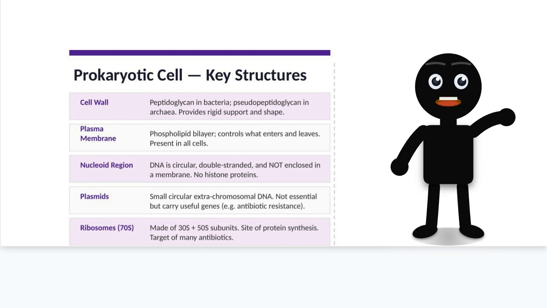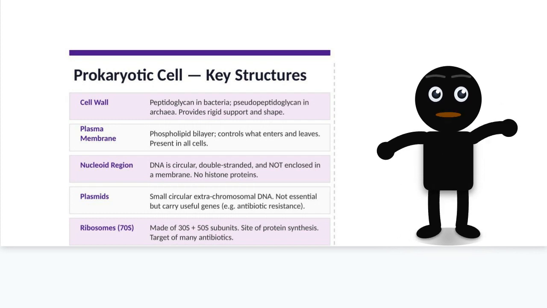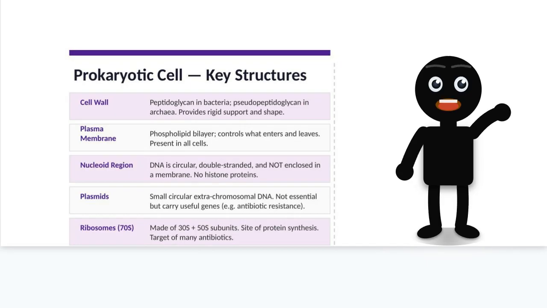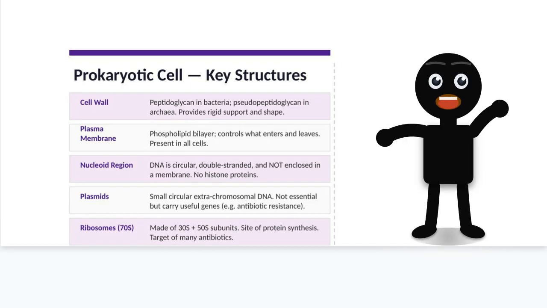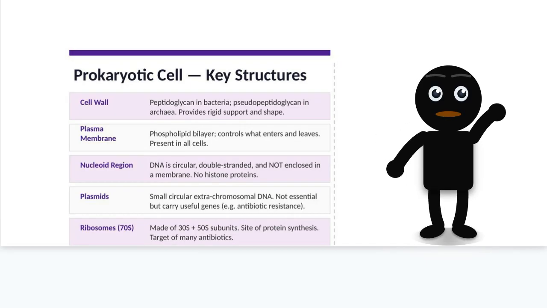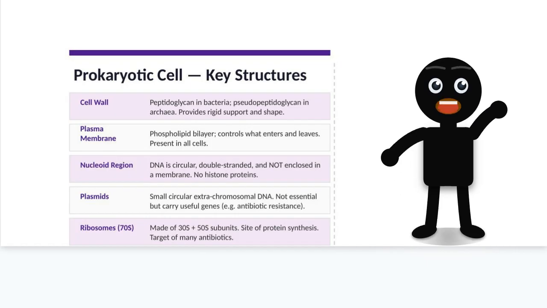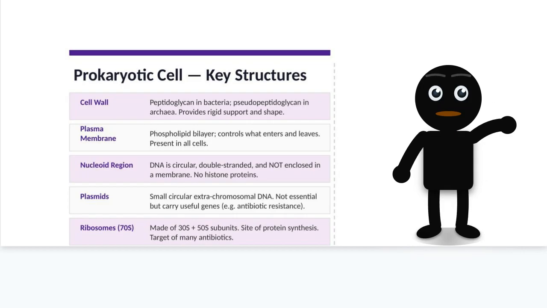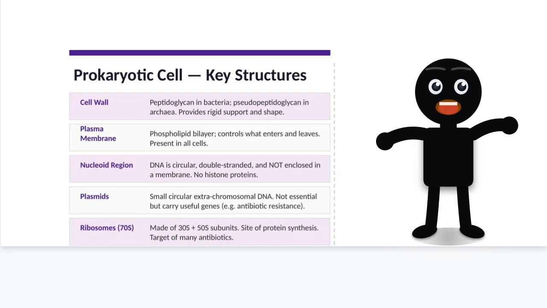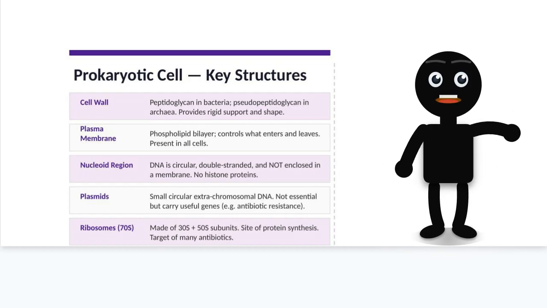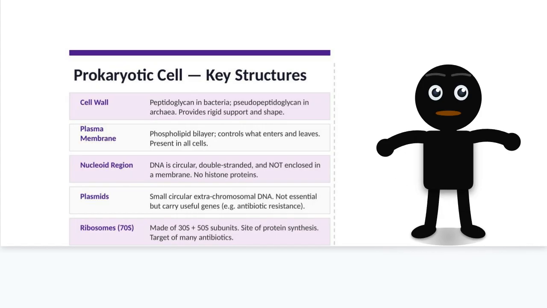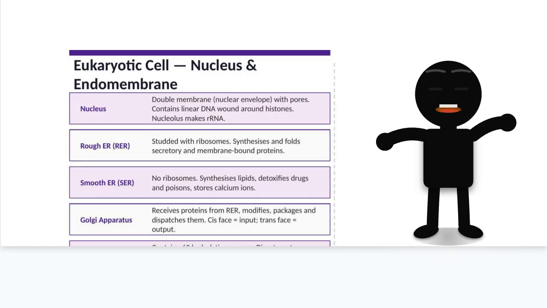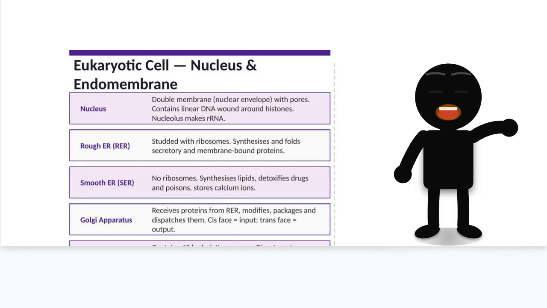The ribosomes in prokaryotes are 70S, made of 30S and 50S subunits. This matters because our antibiotic drugs are designed to target 70S ribosomes without harming our own 80S ribosomes. Flagella allow movement, and pili are hair-like projections used for attachment and for transferring genetic material between bacteria through a process called conjugation.